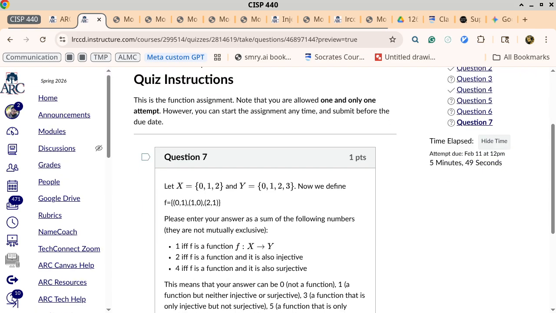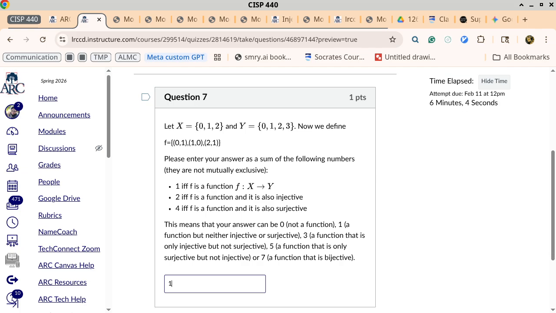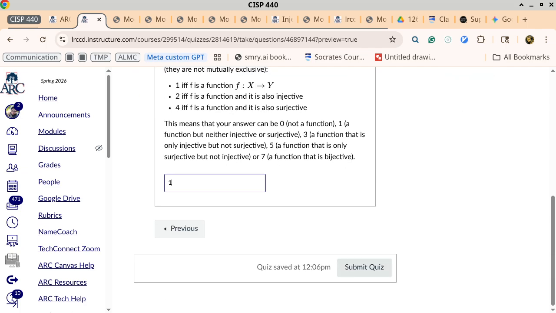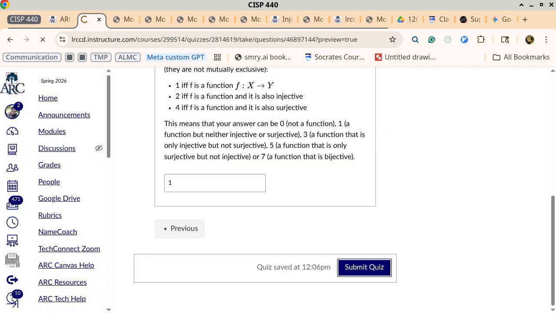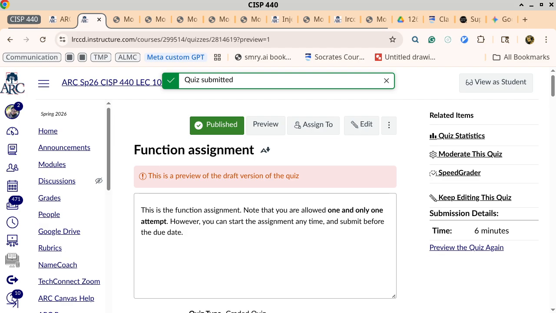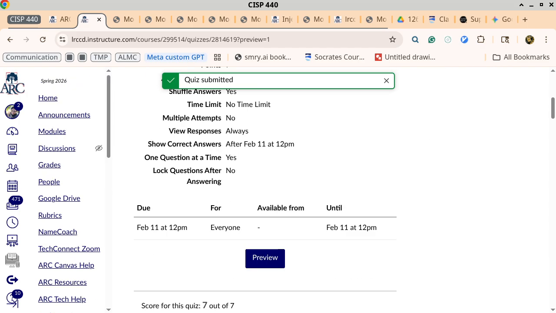And now we get to number 7. 0, 1, 2, and this is a 1. It is just a function, but it's not an injection nor a surjection. And then we move on to the last one. Oh, no, there are only 7 questions. Submit. And we'll take a look at the answer.